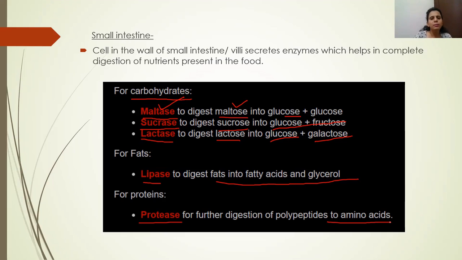Okay, so only this much in this video. In the next video we will revise this entire process of chemical digestion in the human body.